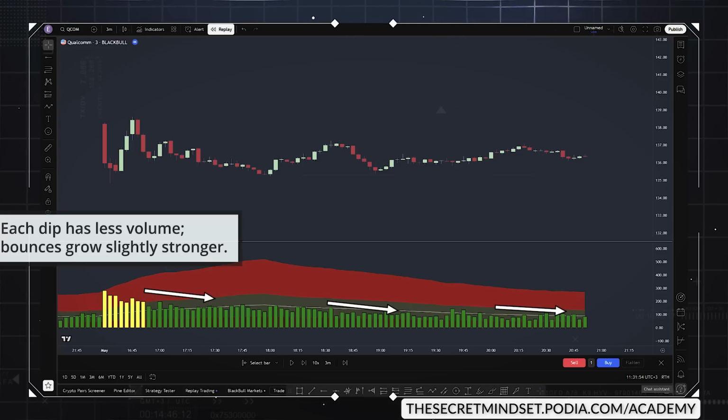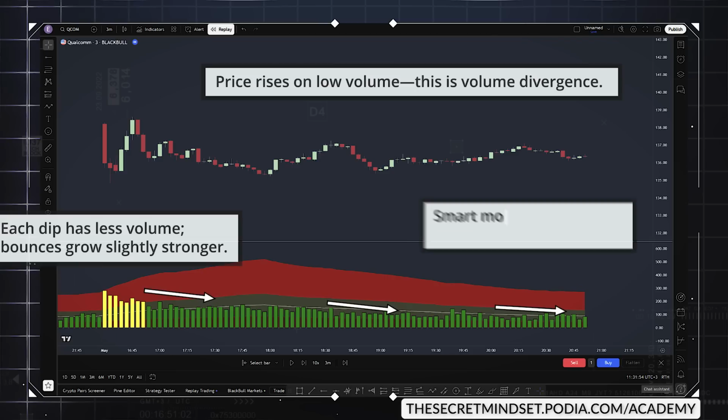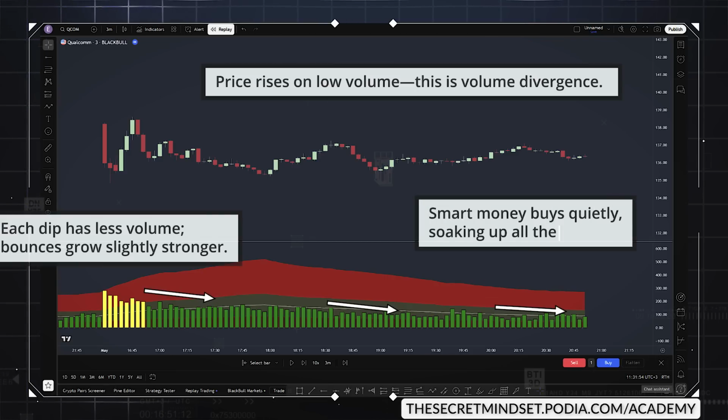Each bounce up is a bit stronger, but still mostly on low volume. This is volume divergence. Price is starting to move up, but volume hasn't picked up yet. That's the clue. It's not the crowd driving the price. It's smart money buying slow and careful, soaking up all the supply.